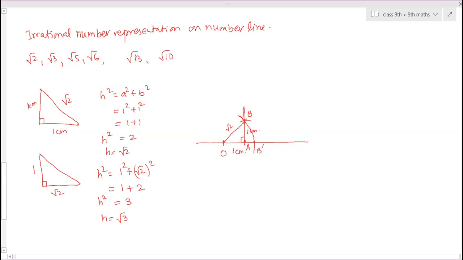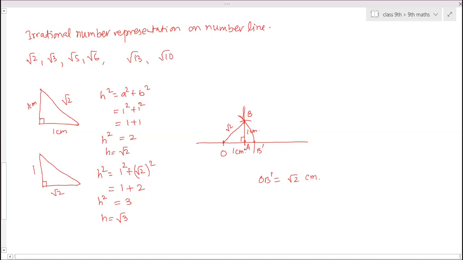OB dash distance, and OB distance is the same because it is the same circle we are trying to draw. So that means they have the same radius. So OB distance is equal to OB dash, so our OB dash is equal to root 2 centimeter. Is it clear?